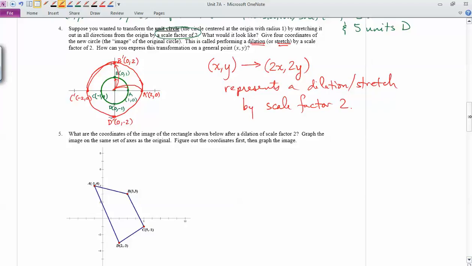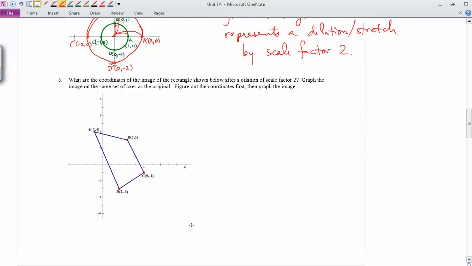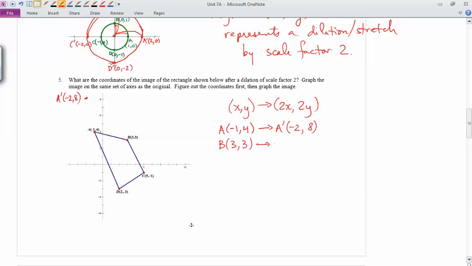So in number 5, we're going to try dilating this thing by a scale factor of 2. So I'm going to take all my points (x, y), and I'm going to double them, (2x, 2y). And if we do that, A is at (-1, 4). If I double them, 2 times negative 1 is negative 2, 2 times 4 is 8. So A prime will be at (-2, 8), which is about here. And then B, if I double the 3's, I'm going to get 6's. So B prime will be at (6, 6), which is about here.